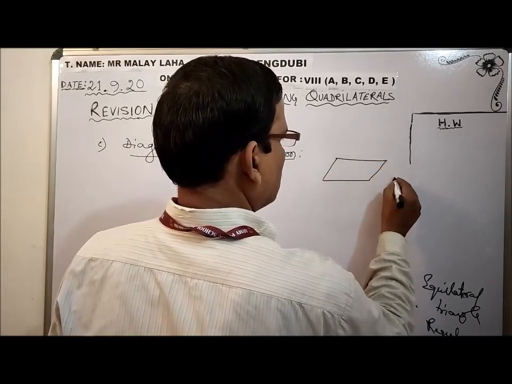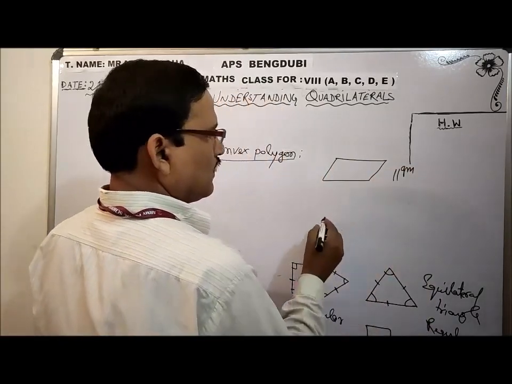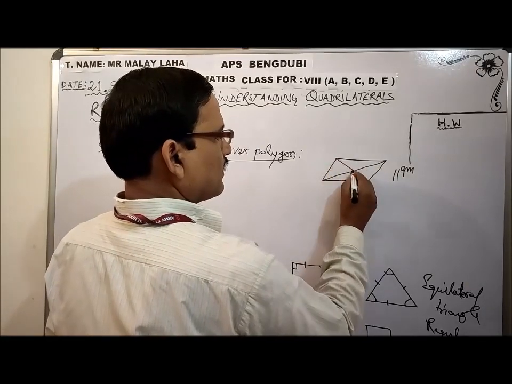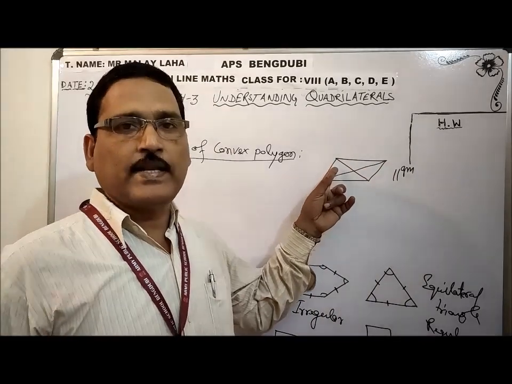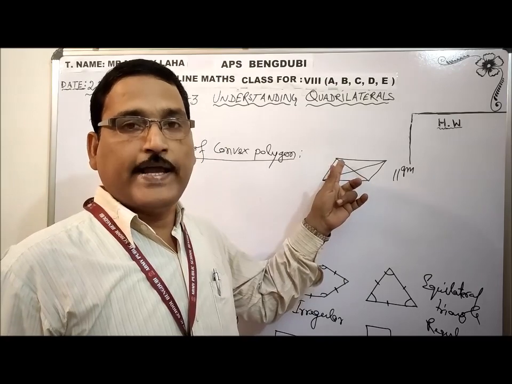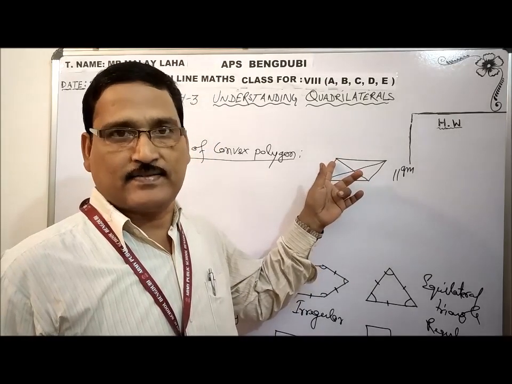This is what? Parallelogram. How many diagonals are there? 2 diagonals. How can I define diagonals? A diagonal is a line segment of a convex polygon. A diagonal is a line segment that joins 2 alternate vertices.